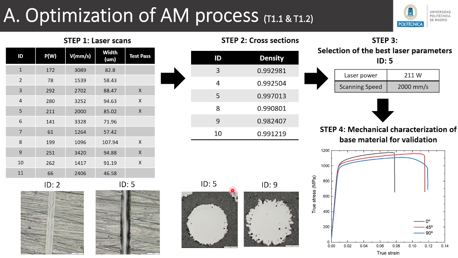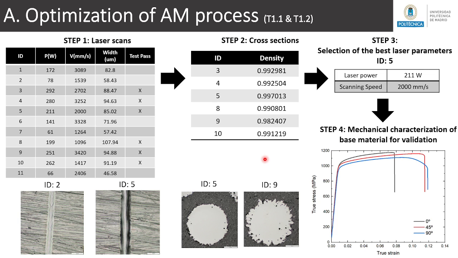For the optimization of the additive manufacturing process, we have done some laser scans with different sets of laser parameters. With a visual inspection and measuring the width of these scans, we preselect the ones that we thought were better. In the second step, we print some struts with the preselected laser parameters, and we cut them in order to see the cross-section of these struts, and we analyze the porosity.